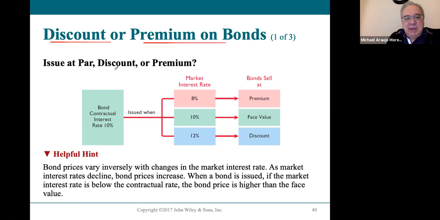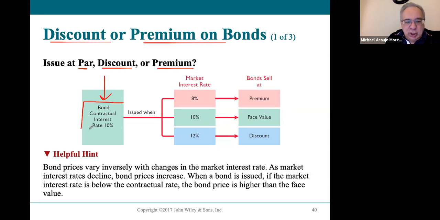So again, let me review what this means. The difference between selling it at par, which means a $1,000 bond is worth $1,000. That's how you sell it. Selling it at a discount, which is less than 1,000 per bond. Selling it at a premium, which is more than 1,000 per bond. So let's start here.